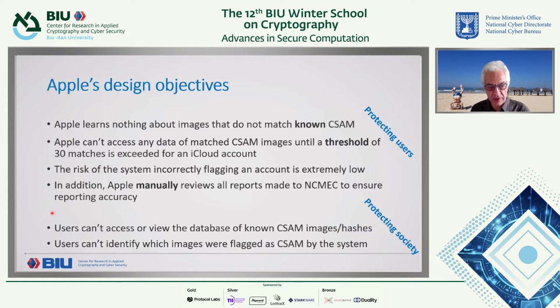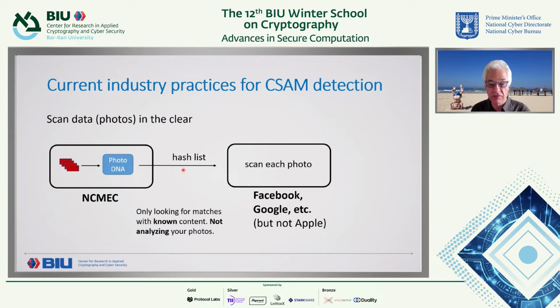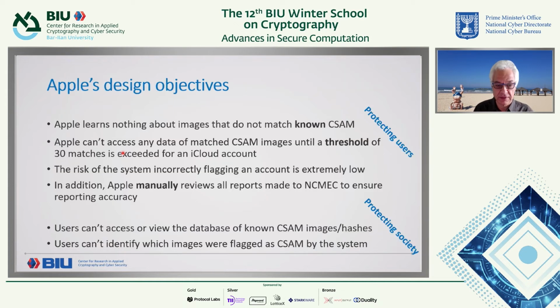They also want to have the following requirements. Users cannot access or view the database of CSAM images or even the hashes, because then they'll be able to check if a certain image is in this database. And users cannot identify which images of theirs were flagged by the system as CSAM. So basically, the only output that the user sees from the system is if that user had more than 30 images, then maybe the police will knock on that user's door. Any other output the user doesn't see. Okay, this is to protect, I would say, society from users who try to use the system to identify what images are in this CSAM data.